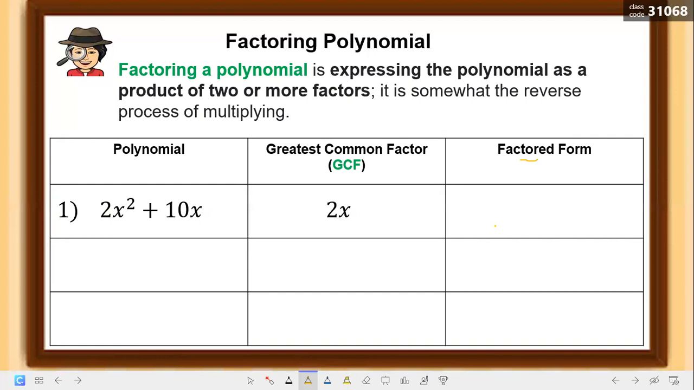Okay, very good. Therefore, what about the factored form? Ano yung term na pag minultiply ko, babalik po tayo sa polynomial dito sa given? Sige nga, can you give me? Kasi sabi dito, di ba, reverse process. Ano yung multiply ko to go back on the given polynomial, 2x squared plus 10x, if the GCF is 2x? Sige nga, brainstorming. You have to think of that.